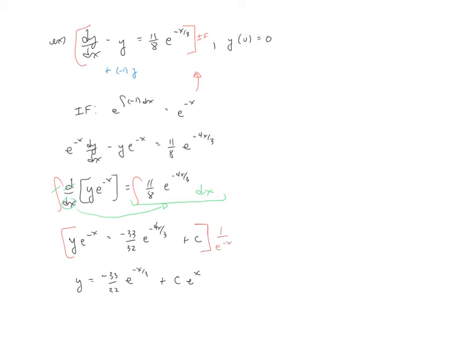All right, so here we go. We're looking now at our general solution. To find the particular solution, we'll go ahead and use the initial condition. Y of 0 is going to give us negative 33 over 32 times 1 plus c times 1 equals 0. So c is going to be a positive 33 over 32, giving us for our final answer now 33 over 32 e to the x minus 33 over 32 e to the negative x over 3.